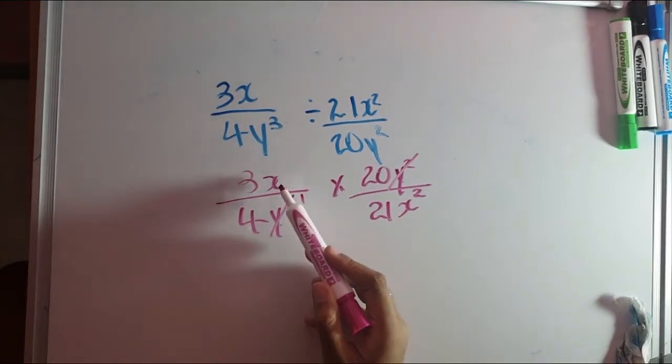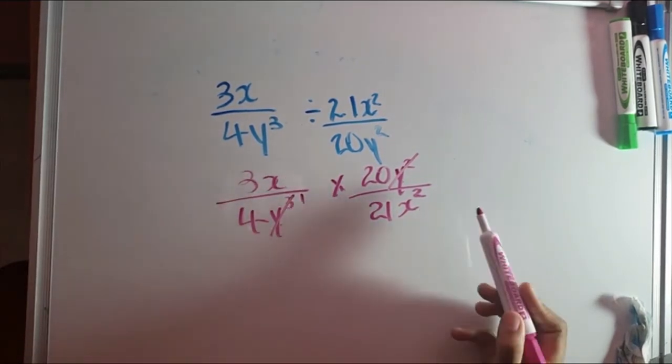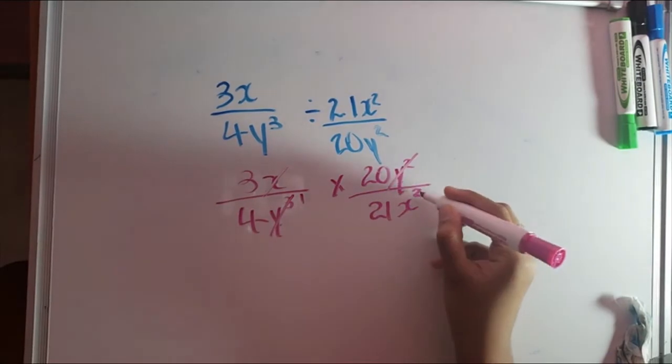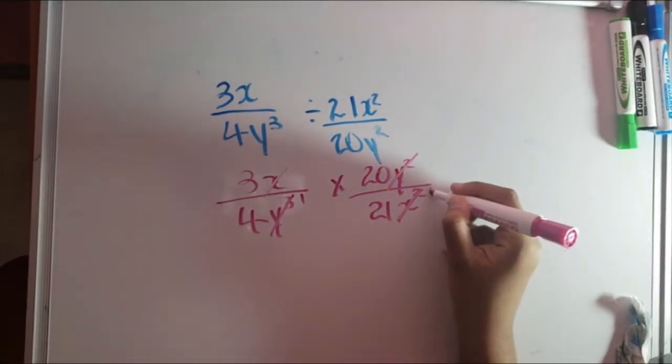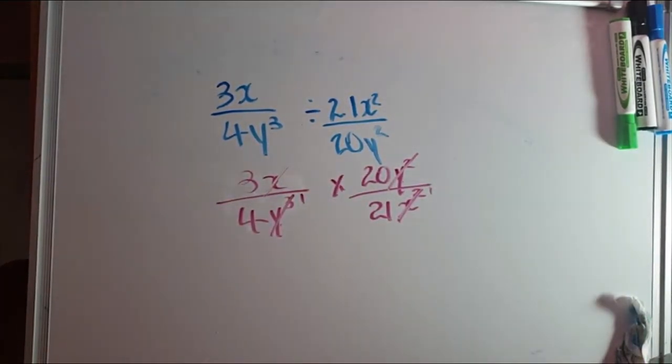Right here we have x to the 1st power and x to the 2nd power, so this one will be cancelled and then this will just be x, or if you want to have x to the 1st power, if that's how you remember it. That's not necessary though, but some people remember things differently.